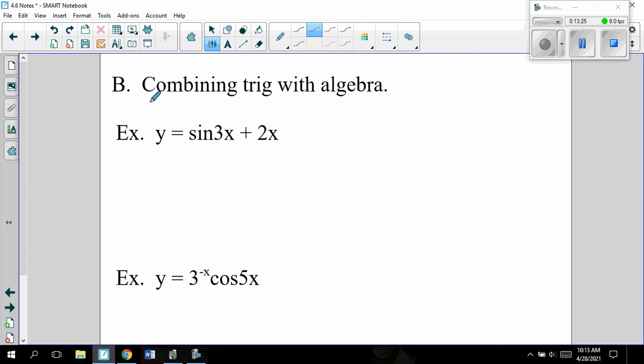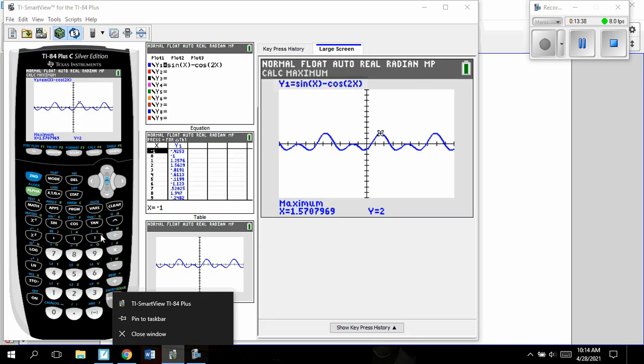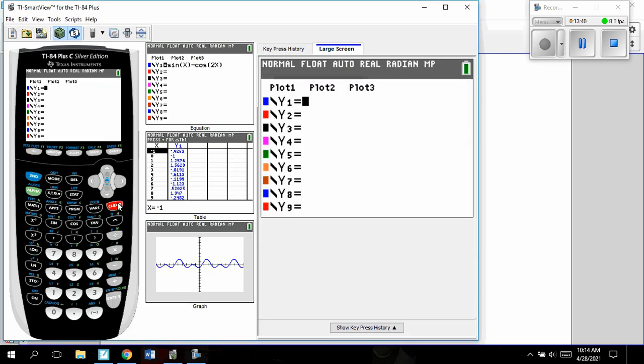All right, so the other type of combination is trig with just algebra, other functions, basically. So I've got these 2 examples here. Let's go on our calculator, and we're going to put example 1 into it. So I'll go to my calculator here. I'm going to delete out what's there.